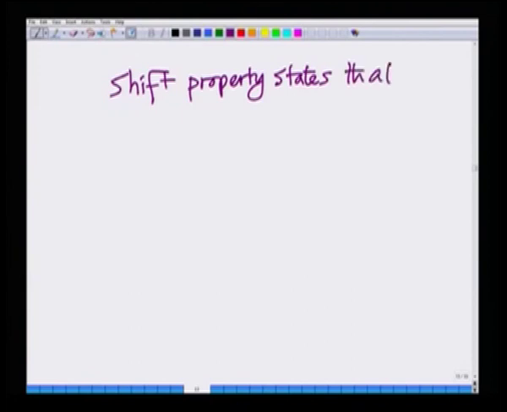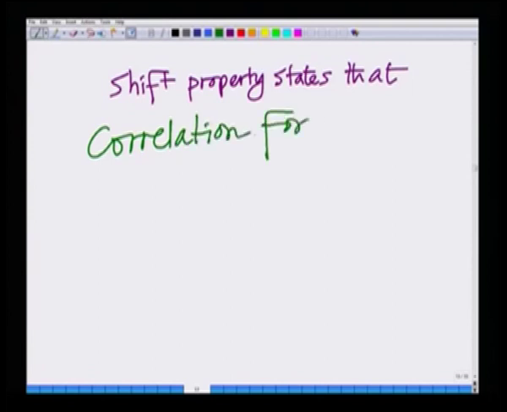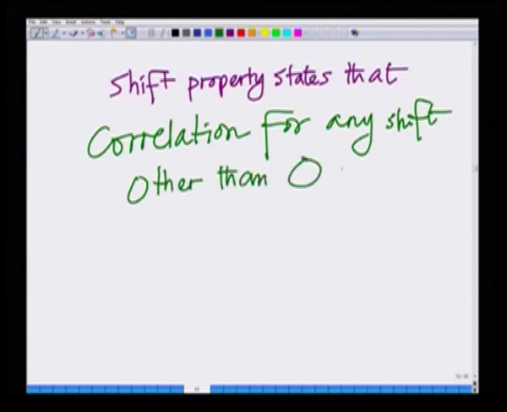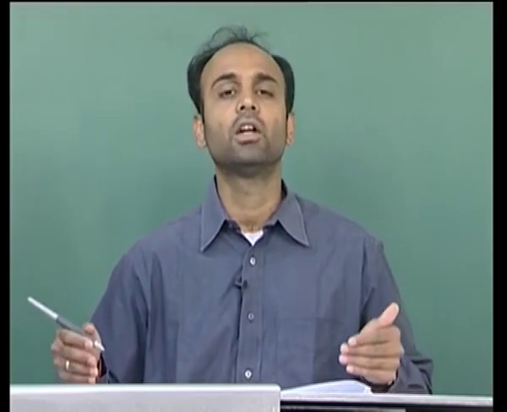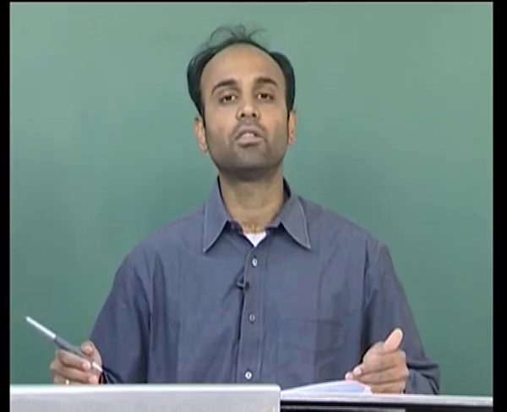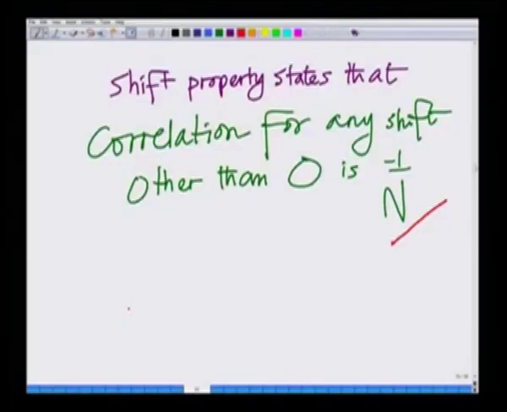that the correlation for any shift other than 0 is minus 1 over n. So, the correlation for any shift other than the trivial 0 shift is minus 1 over n. In this case, n is 15, the length is 15. So, the correlation for the shift of 2 is minus 1 over 15.